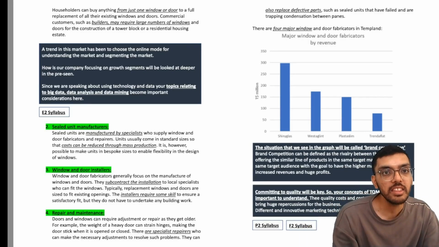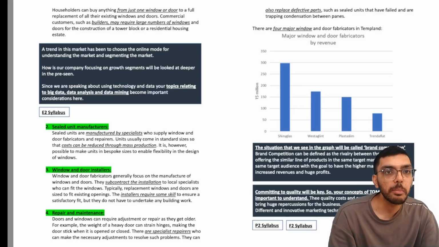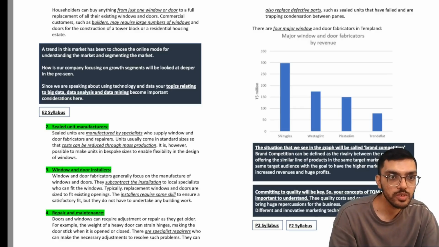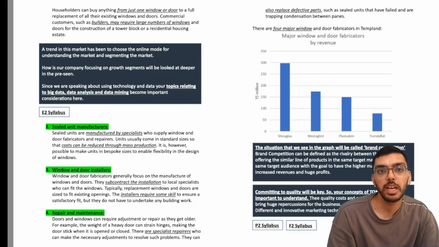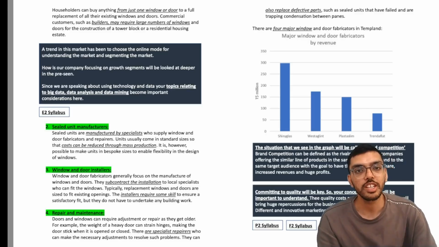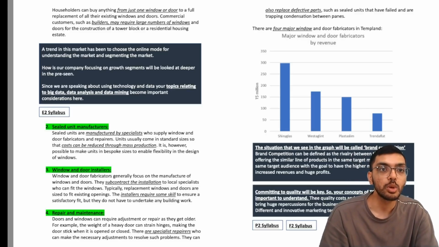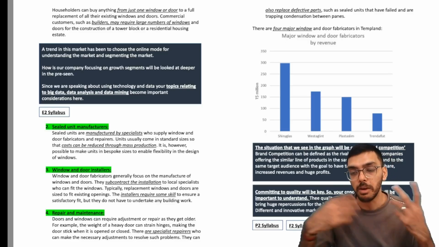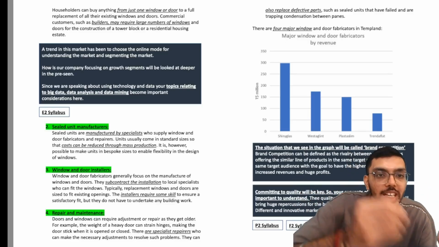Householders can buy anything from just one window or door to a full replacement of their existing windows and doors. Commercial customers such as builders may require a large number of windows and doors because they are making a tower block or a residential housing estate. So a trend in this market has been to choose the online mode for understanding the market and segmenting the market. So how much data do you have?